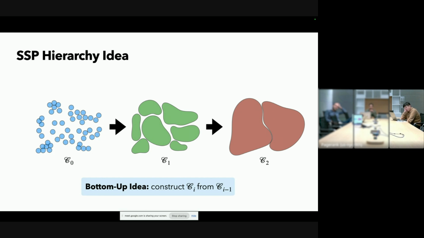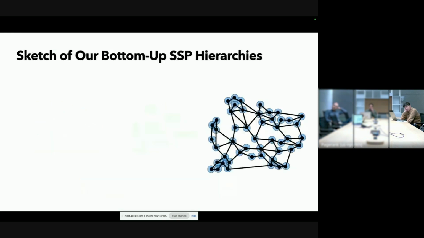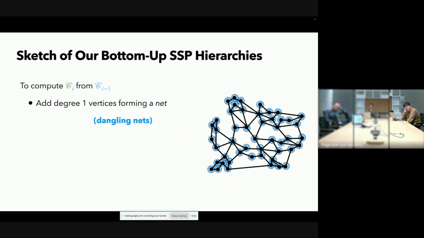Okay. So how do we go from one of these strong sparse partitions to the next? In particular, how do we compute the ith strongest partition from the (i-1)th? So think we have this blue partition on the right. Here's the idea. First, we're just going to add a bunch of degree 1 vertices to our graph that satisfy some kind of nice net properties. I'll describe more what I mean by that later, but I'll call these dangling nets. So I add these new vertices to the graph that are kind of hanging off of my graph via new edges.